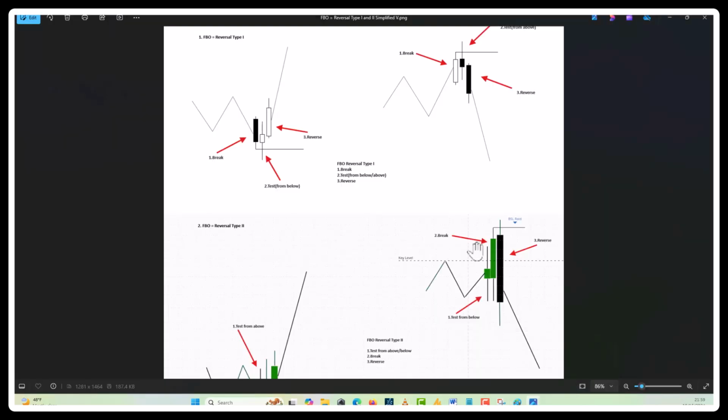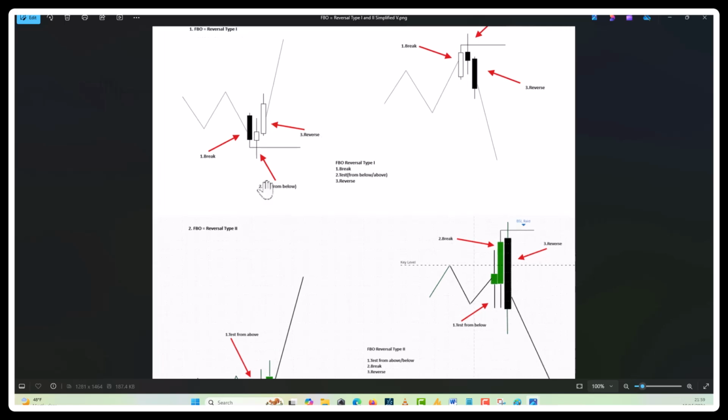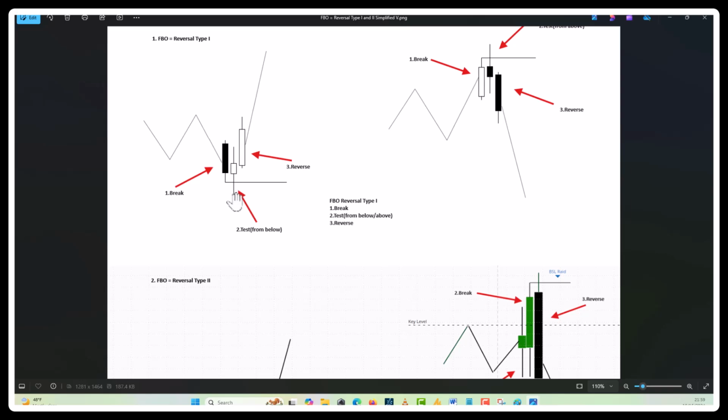You see that there, the setup right here, the long right there. Yeah, you want this to have tested and taken the buy side of the candle. You don't want it to be inside this candle, in the range of the candle. You have to break out of the range.